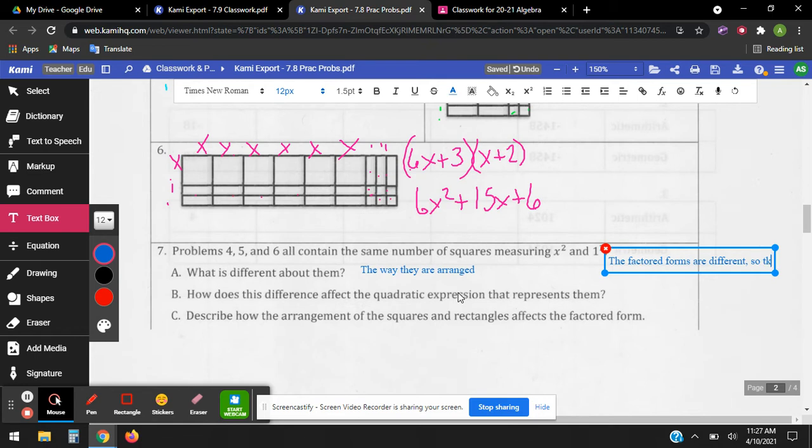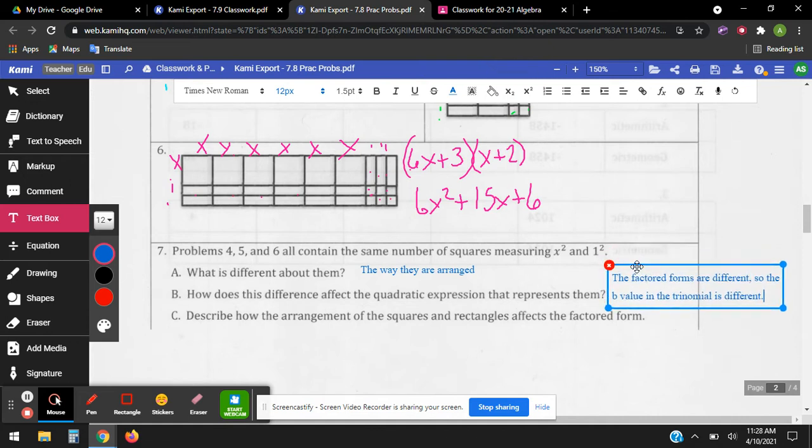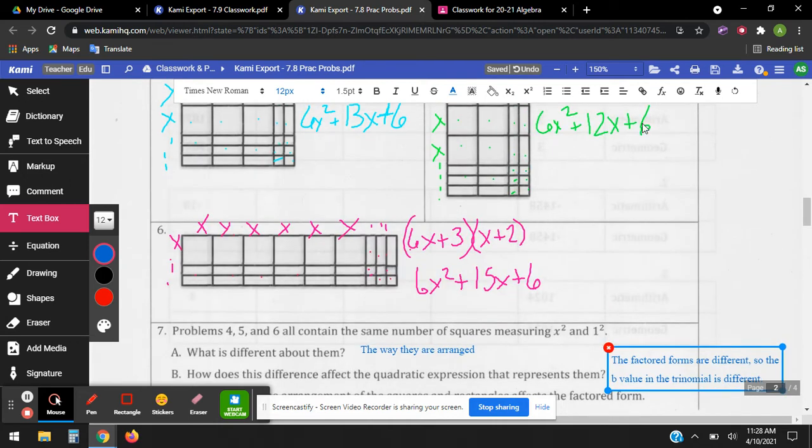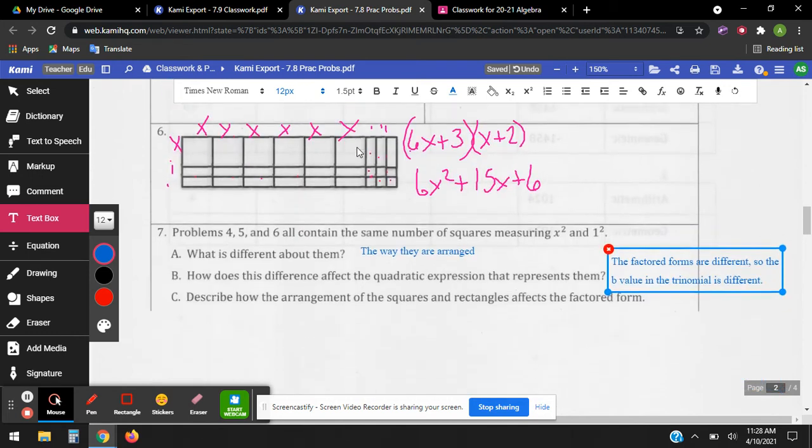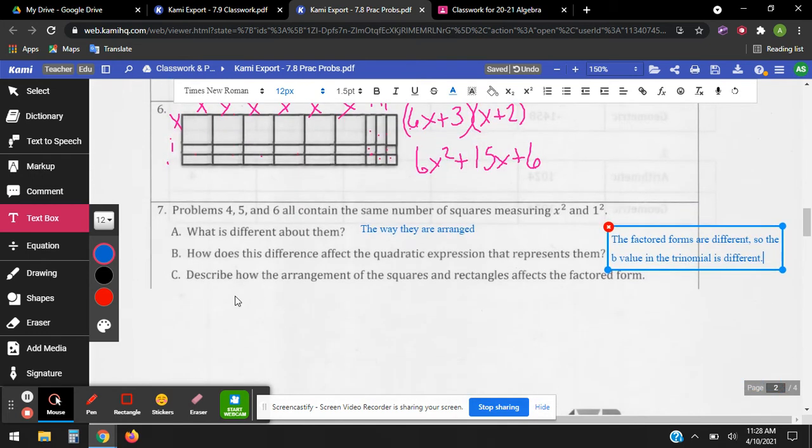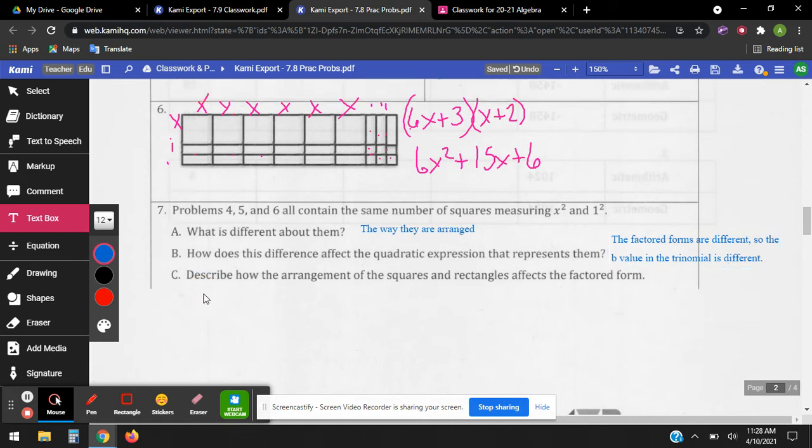So the b value in standard form, in the trinomial, is different, right? Depending on what the factors are, we know that the b changes because we're either adding or subtracting, or finding the different factors of 6 to be able to come up with 15. We're doing the different factors of 6 to get 12, different factors of 6 to get 13. So, all right, describe how the arrangement of the squares and the rectangles affects the factored form.